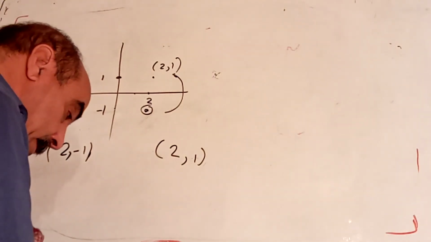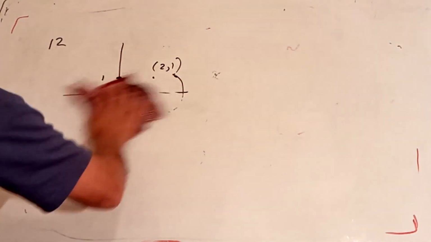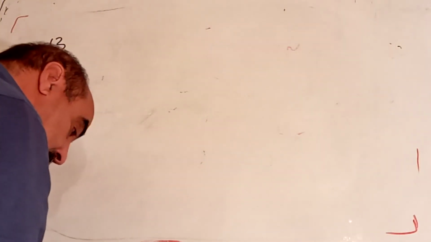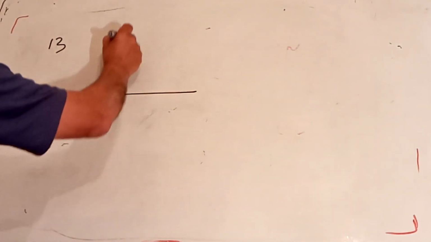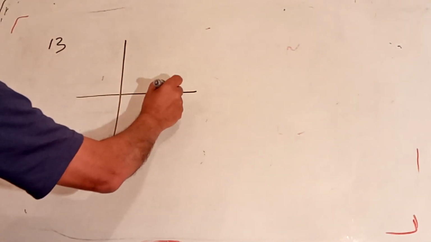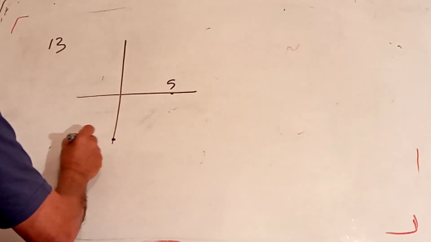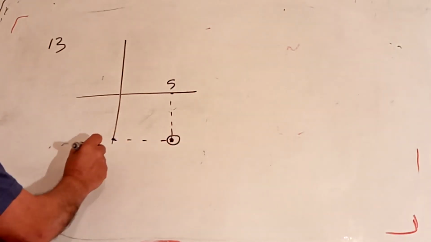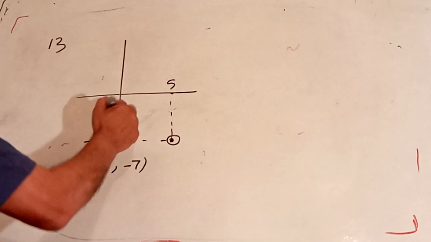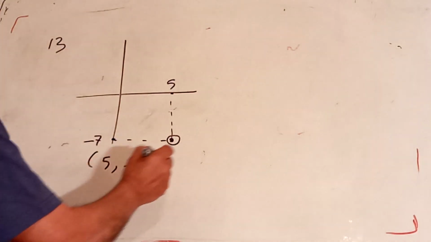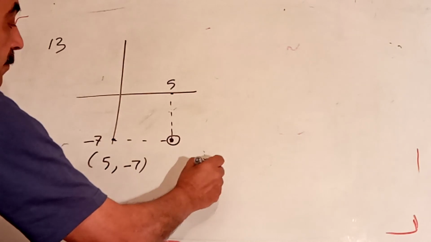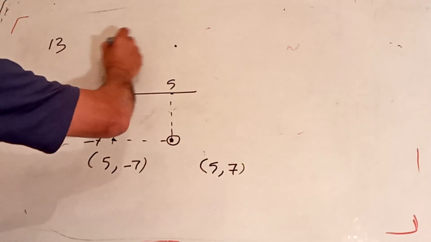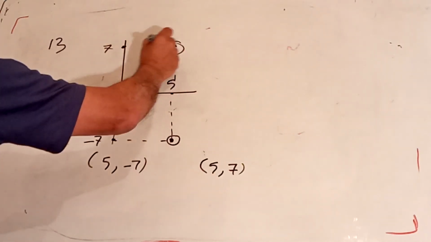Let me do number 13. Okay, 13. Number 13, 5 and minus 7. Let's say this is 5 and this is minus 7. So this is the point 5 and minus 7. Since the reflection is over the x-axis, x will not change its sign, but y will change. It will be 5 and 7 reflected. This is the point 7 and this is the point reflected, 5 and 7.